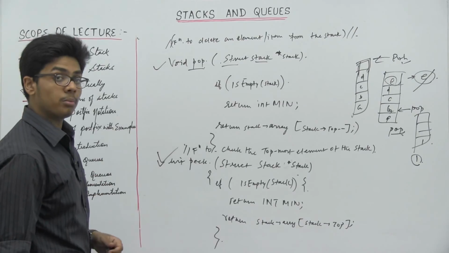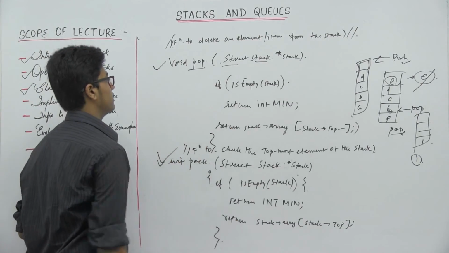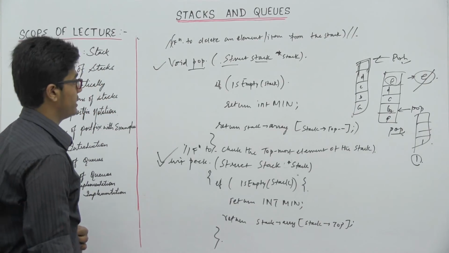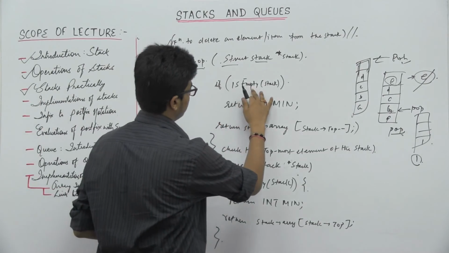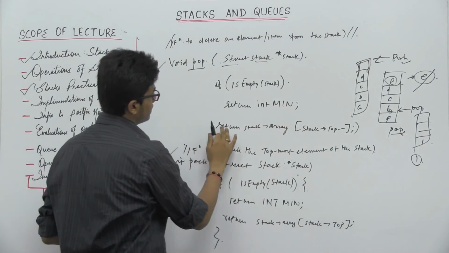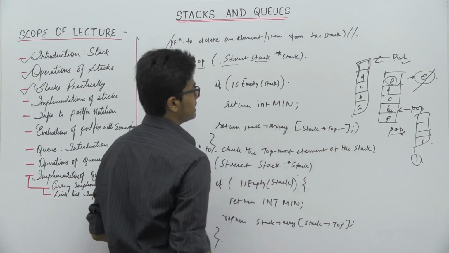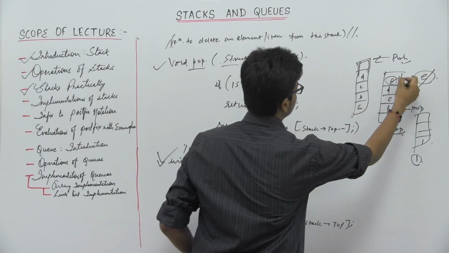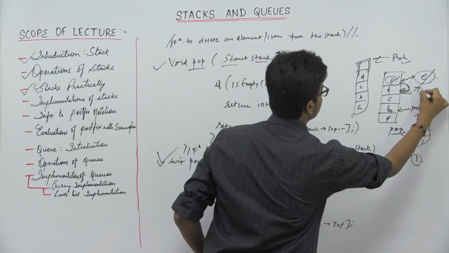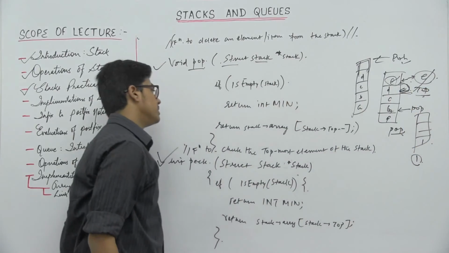Similarly, in the case of the pop condition, we define a function void pop, and inside the pop we pass an argument and check if the stack is empty. If the stack is empty, then return int min. If the stack is not empty, then return stack array, that is stack of top minus minus. The value is decremented, and it becomes the new topmost element. This will be the top of the stack.